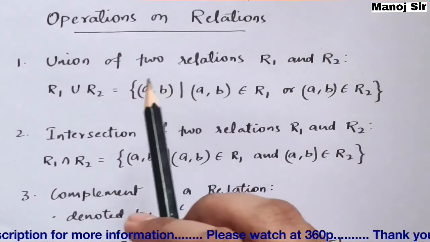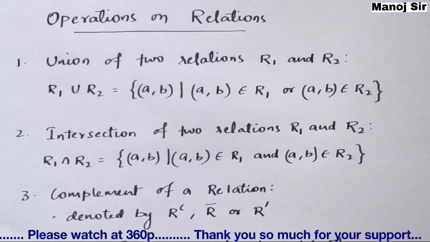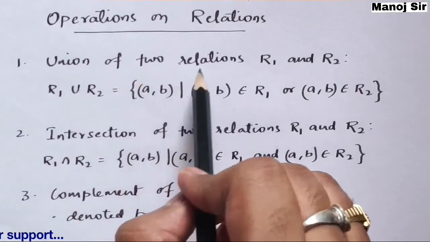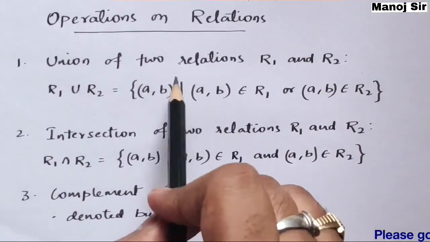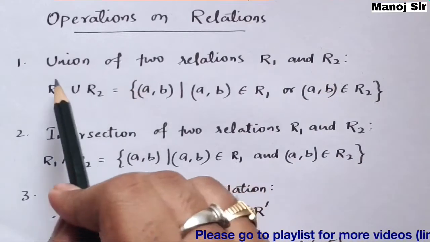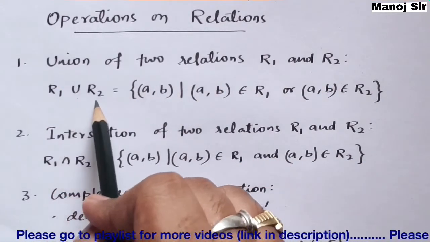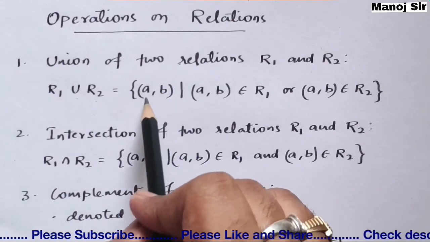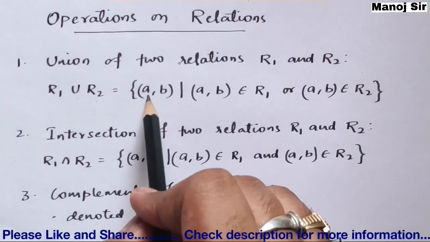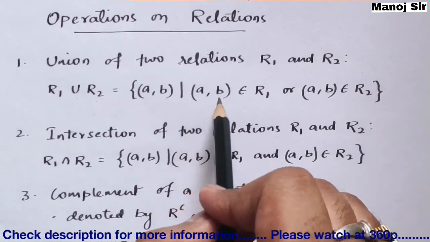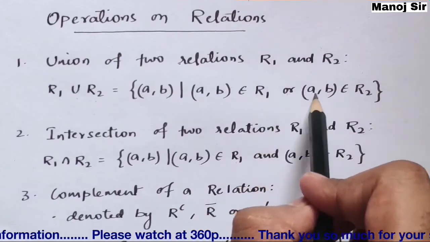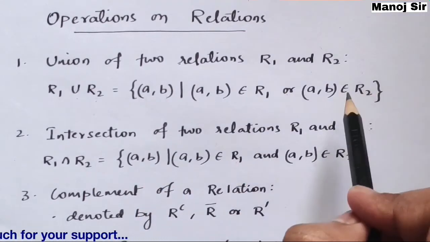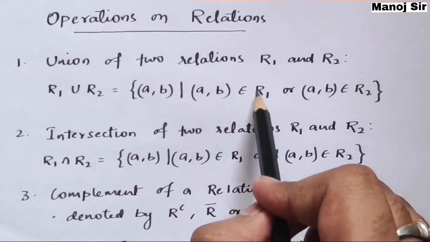So let us start with a new topic, that is operations on relations. The first operation that is performed on relations is union. Union of two relations, that is R1 and R2. Let's say we have two relations R1 and R2, and the union of these two relations, that is R1 union R2, is going to give me (A, B). Yes, this is an ordered pair. So (A, B) such that (A, B) belongs to R1 or (A, B) belongs to R2. This (A, B) may belong to either R1 or R2.